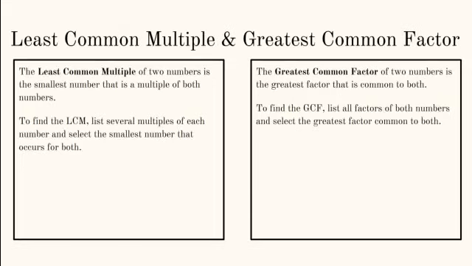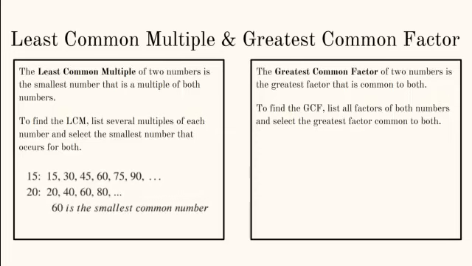Least common multiple and greatest common factor. The least common multiple of two numbers is the smallest number that's a multiple of both numbers. Now, to find the least common multiple, just list out several multiples of each number and just select the smallest number that occurs for both. I've done that here. So I took the numbers 15 and 20. Listed out some multiples.